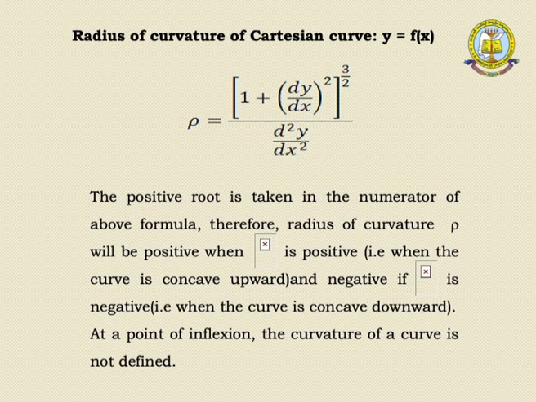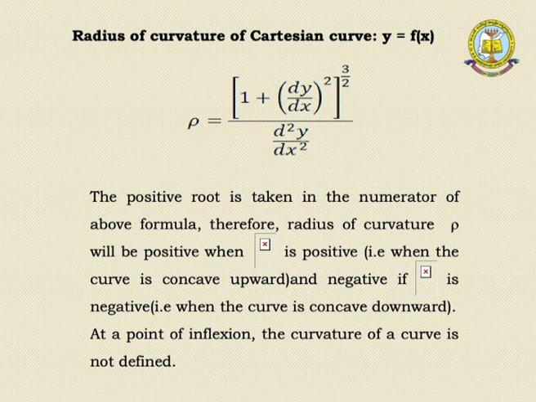Suppose y is equal to f of x is a curve, then we will find dy by dx and then d square y by dx square. The formula for radius of curvature is rho equal to (1 plus (dy by dx) whole square) whole power 3 by 2, divided by d square y by dx square. The positive root is taken in the numerator of the above formula.